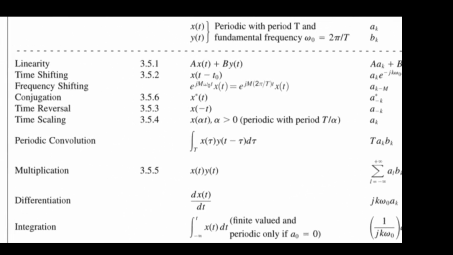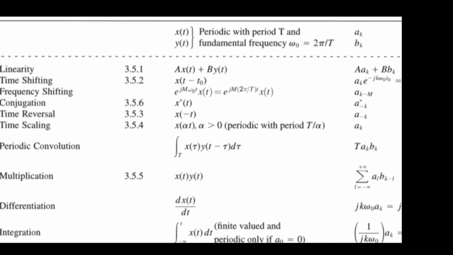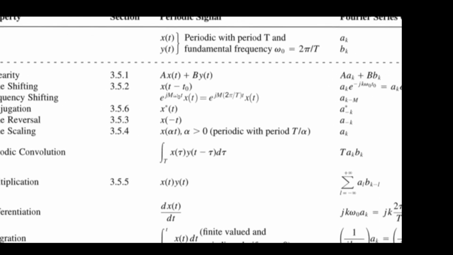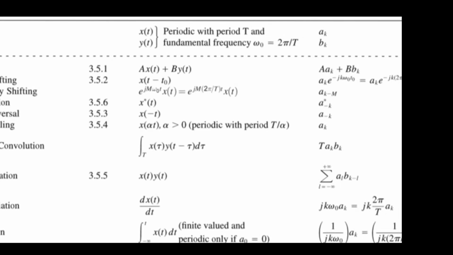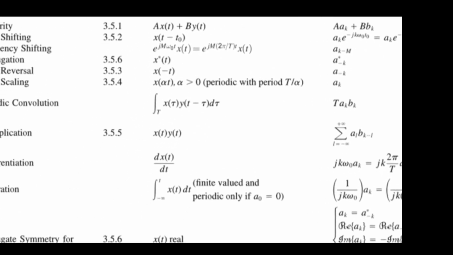Time reversal we didn't talk about, but you can derive it easily. If you change x of t to x of minus t, then a_k becomes a minus k. And then time scaling we talked about. If you do time scaling on your x of t, your a_k don't actually change, but your fundamental period will change. So this is the only property that takes everything outside of the same fundamental period. It's going to be funny.